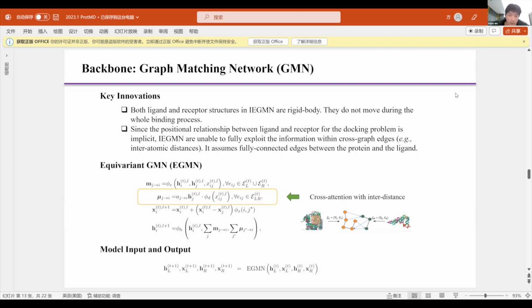So our modification is very small but intuitive. We add a new term, also in the yellow box, phi d, to integrate the distance information, namely the cross-graph edges, into our graph neural network. And then the model input and output is represented here. You feed in the node features and coordinates of both ligand and receptor, and you output future conformation node features and coordinates.